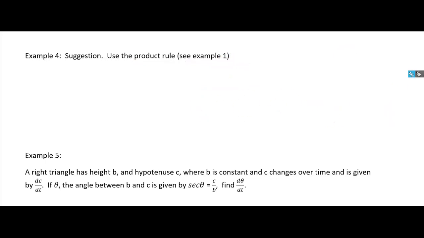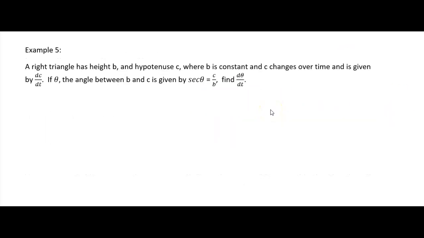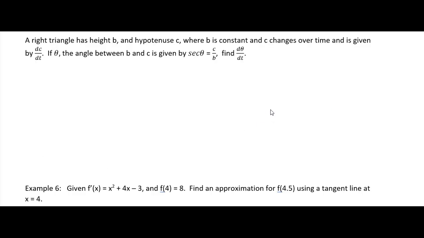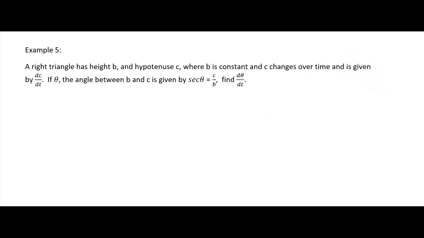Okay. For number 5, more related rate questions. Man, really drilling this stuff. All right, a right triangle has a height of b, hypotenuse of c, and b is constant. But c changes over time. So we have a right triangle.